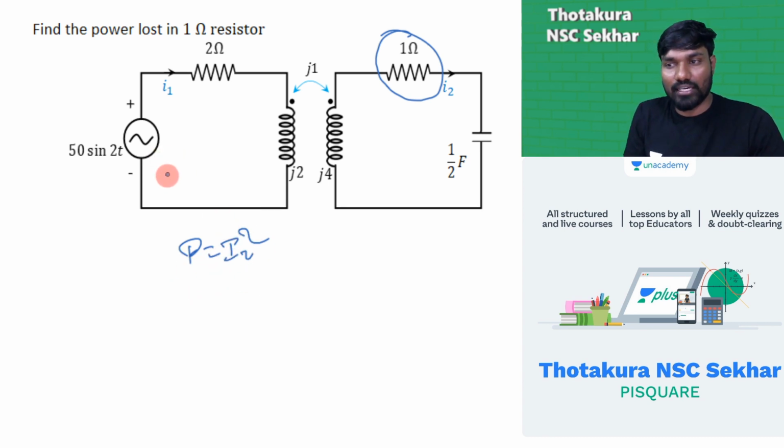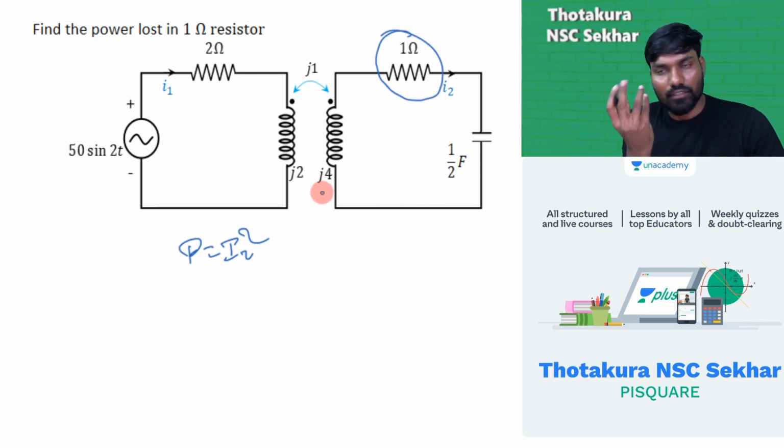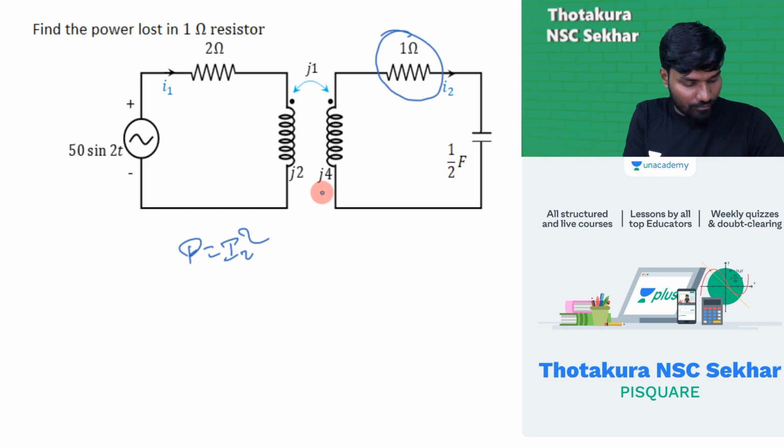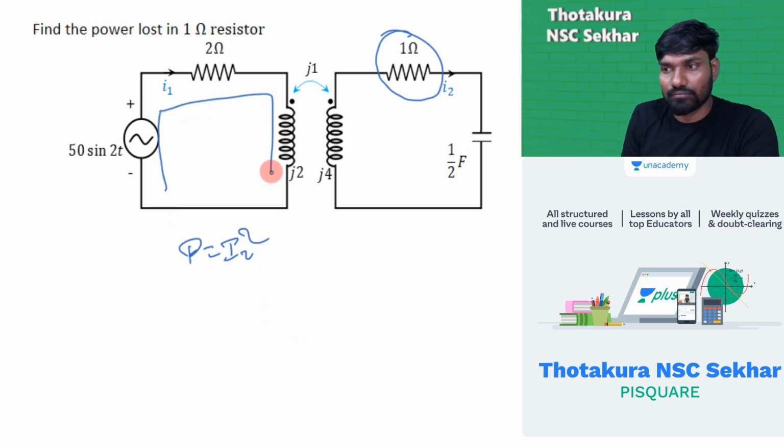How to find I2? Write KVL for this, KVL for this. Both KVL equations, you solve it, you'll get it. Simple. Give it a try. KVL for this. First look for this, you do it, then we'll go for the second one.